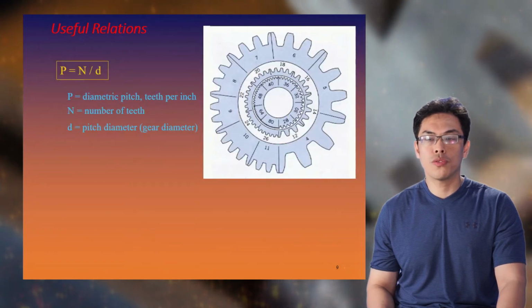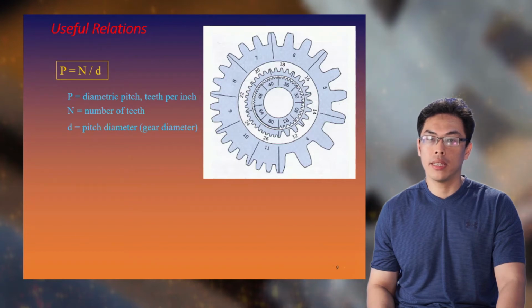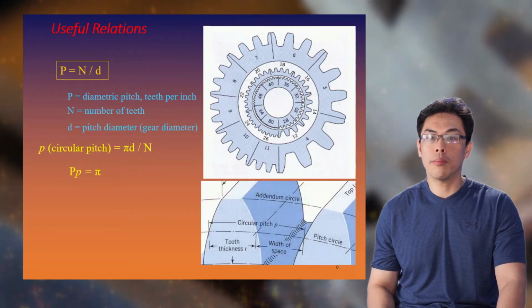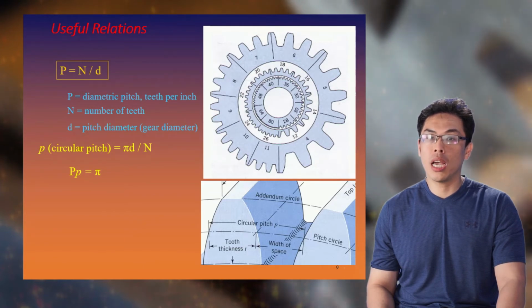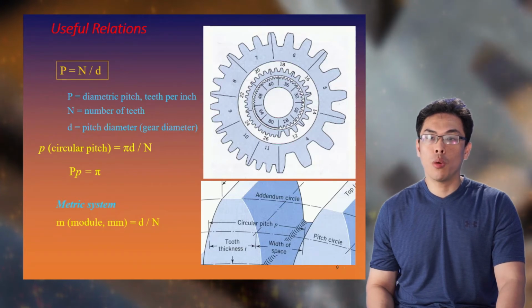There are some useful relations of gears for transmission. Capital P equals N over D. P is the diametric pitch, teeth per inch. N equals the number of teeth. D equals the pitch diameter. Lowercase p, the circular pitch, equals pi D over N. Capital P times lowercase p equals pi.